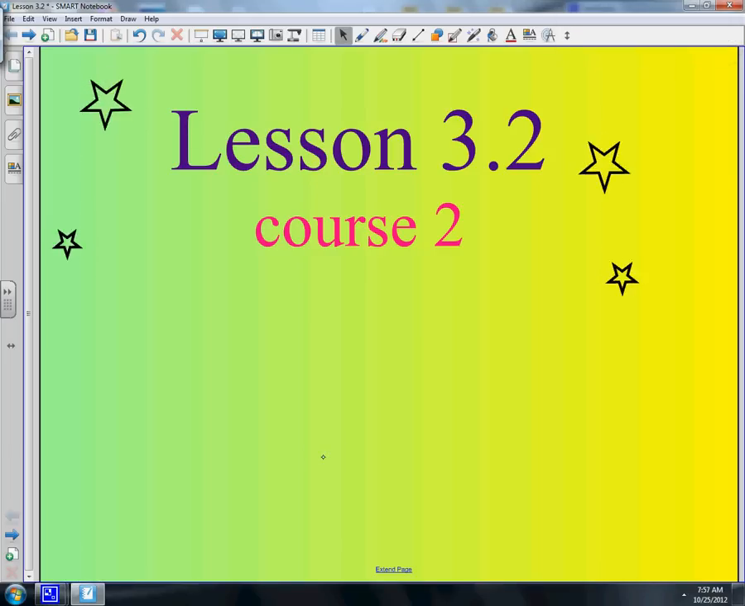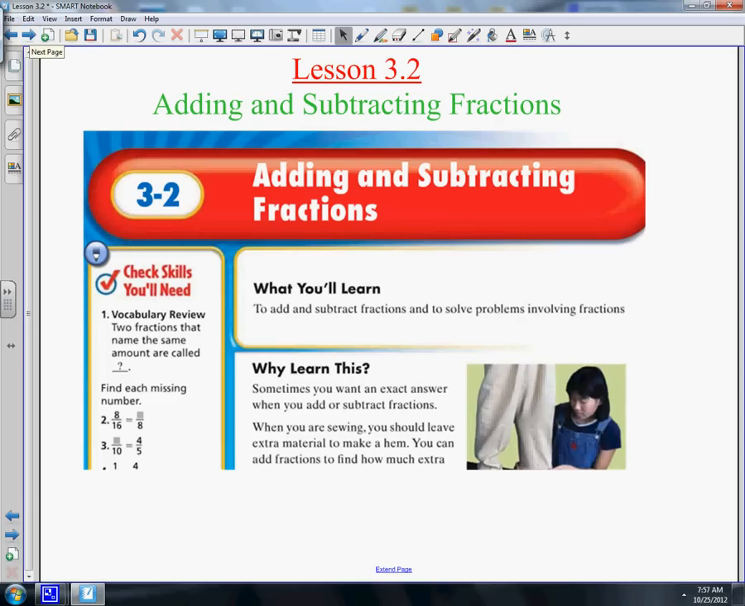Hey guys, this is lesson 3.2 for course 2. The title of this lesson is adding and subtracting fractions. So all of our favorite thing to do, to add and subtract fractions, I thought this was kind of cool.